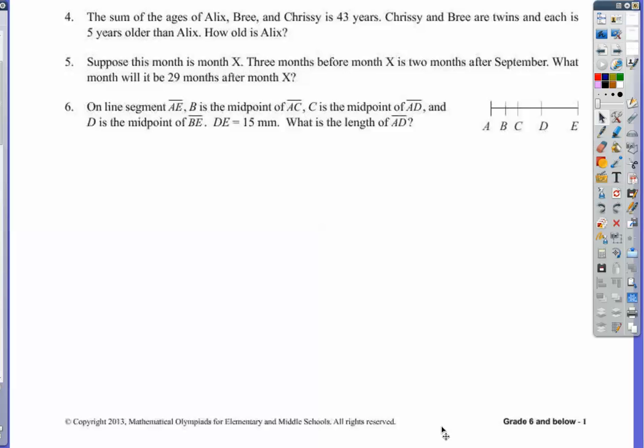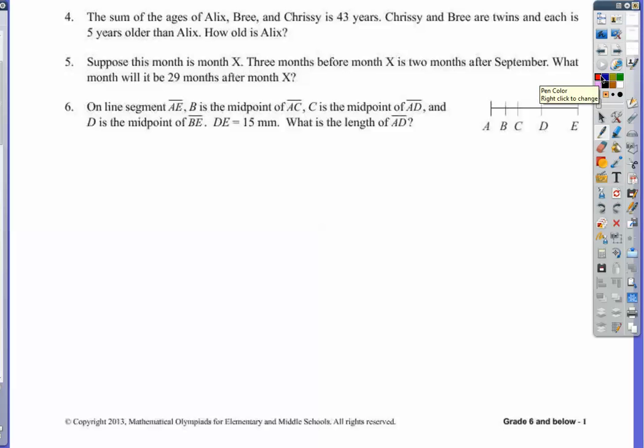The sum of the ages of Alex, Bree, and Christy is 43. Christy and Bree are twins, and each is 5 years older than Alex. How old is Alex?